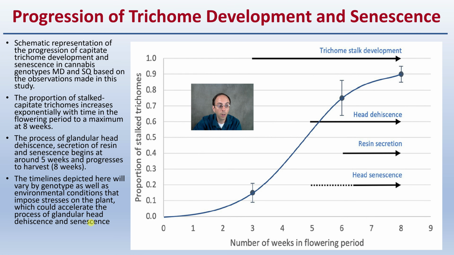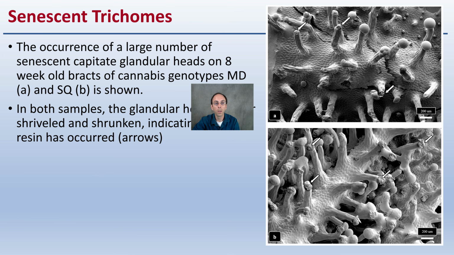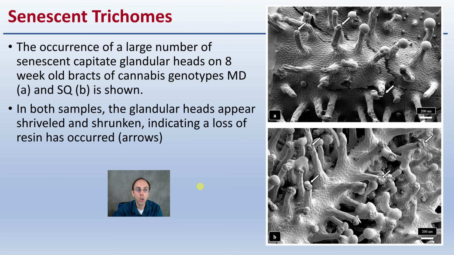The timing depicted here will vary by genotype, so keep that in mind, as well as environmental conditions that impose stresses on the plant, which could accelerate the process of glandular head senescence and basically degradation. So these are hopefully under, quote, ideal conditions. Now, senescent trichome heads, occurrence of a large number of senescent capitate glandular heads on 8-week-old bracts of the genotypes Moby Dick up here and Space Queen below.